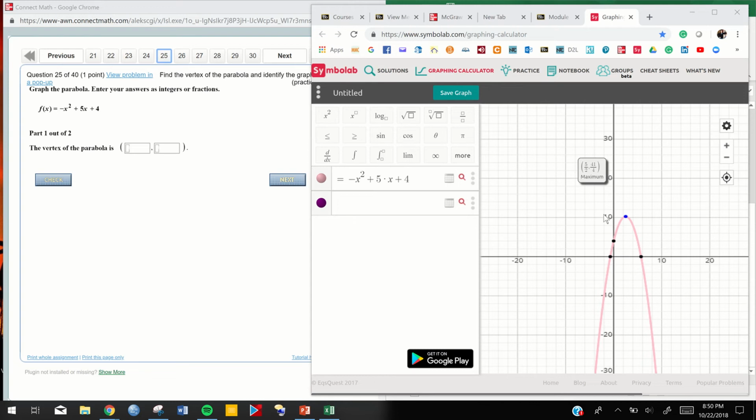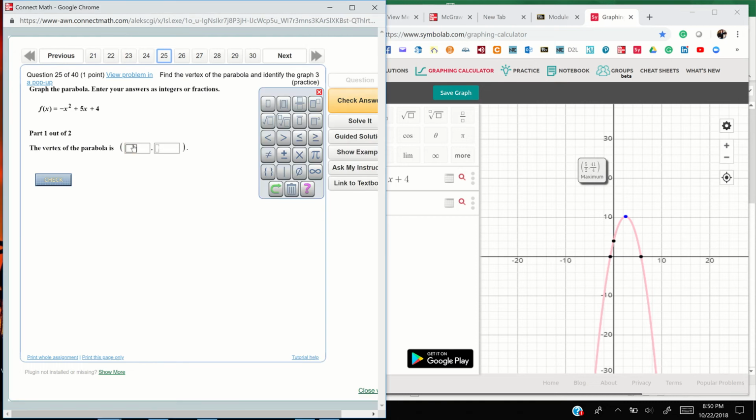It does say to enter your answers as integers or fractions. So we're going to be real glad this is given to us in fractions. Otherwise, I'd simply put my fractions in Excel and turn them into decimals. So I have 5/2, 41/4. That's 5/2.